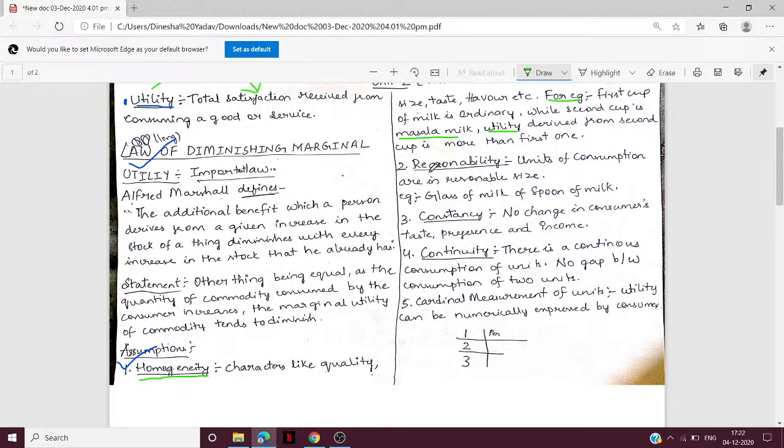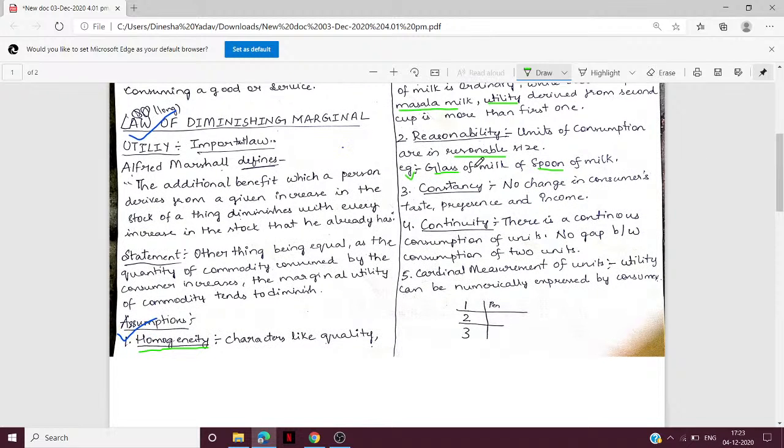Second one is reasonability. What it means? Units of consumption are in reasonable size. Reasonable here means compatible. For example, glass of milk and spoon of milk. See here, glass of milk and spoon of milk is reasonable size, not more. So it can be compatible.